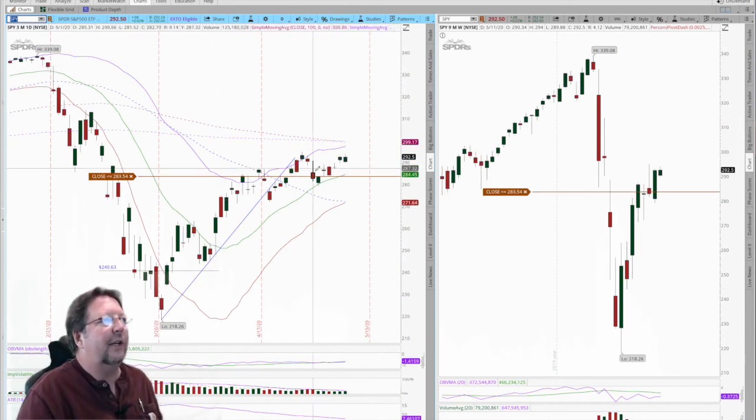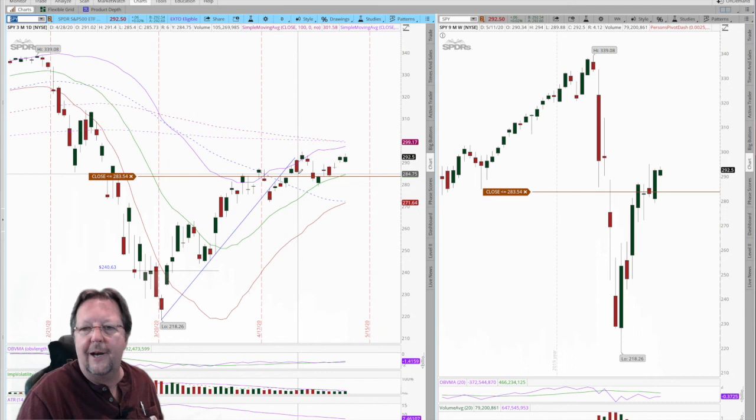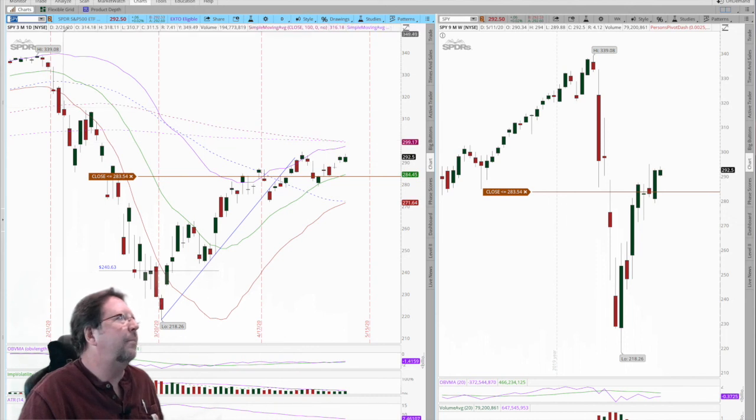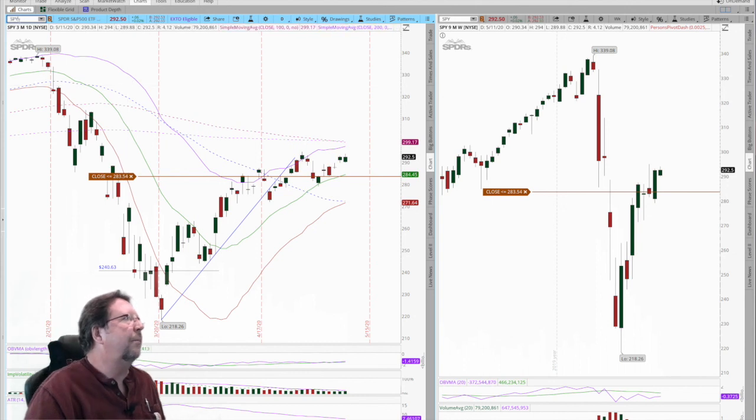I am long this SPY. I'm long the SPY right now, basically with a long call and then a diagonal calendar with that as well. So I'm anticipating that this is going to break this top here and then start moving up some more.